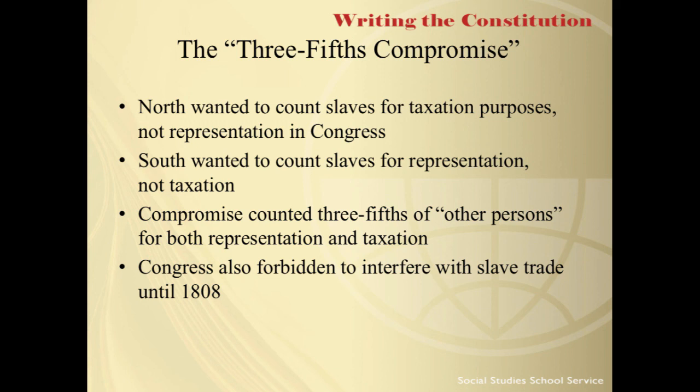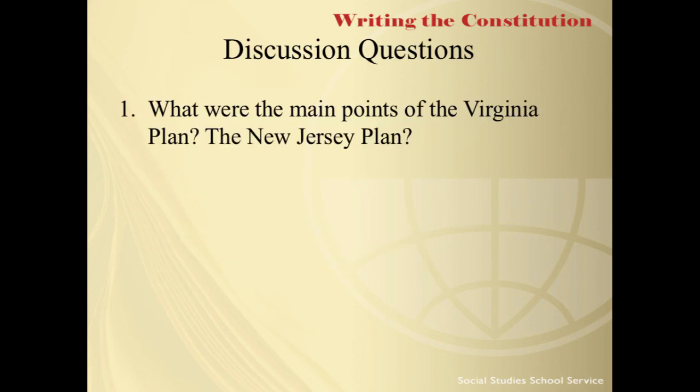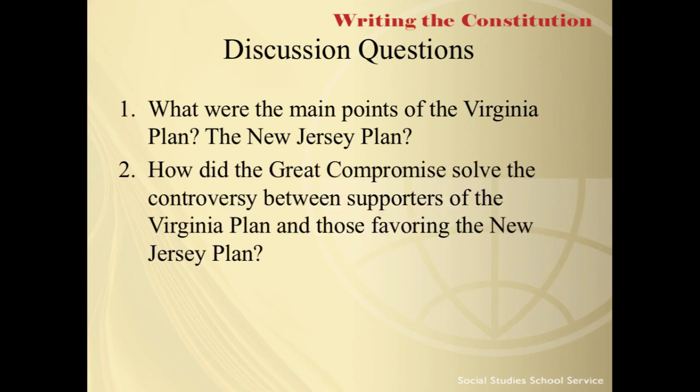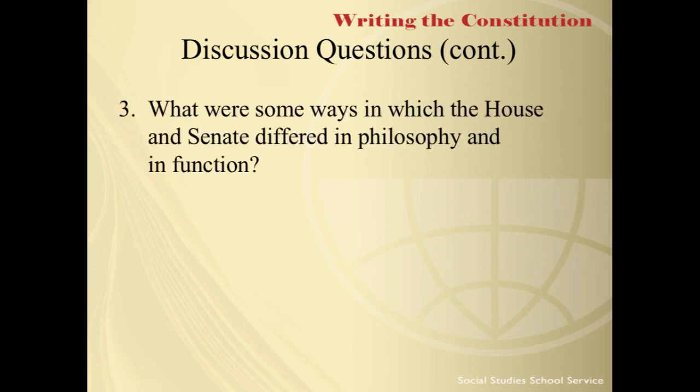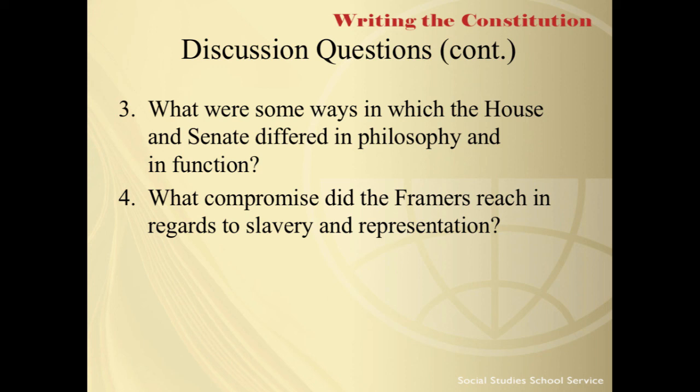Okay, we have some discussion questions over this that I want you to look at. What were the main points of the Virginia Plan and the New Jersey Plan? How did the Great Compromise solve the controversy between supporters of the Virginia Plan and those favoring the New Jersey Plan? What were some ways in which the House and Senate differed in philosophy and in function? What compromise did the framers reach in regards to slavery and representation?